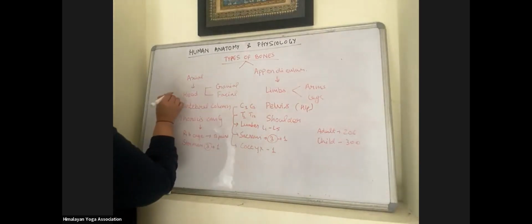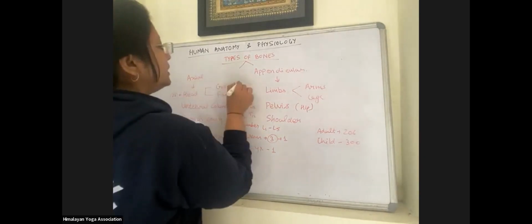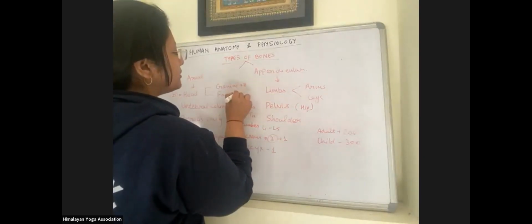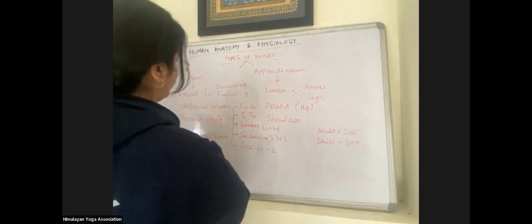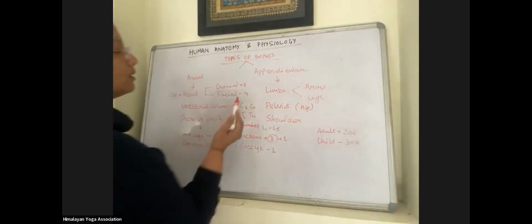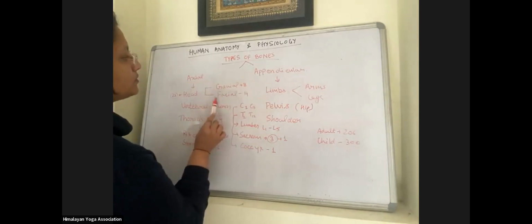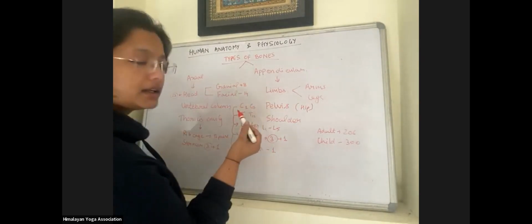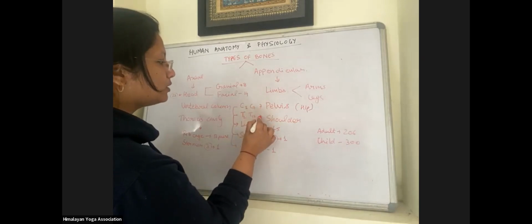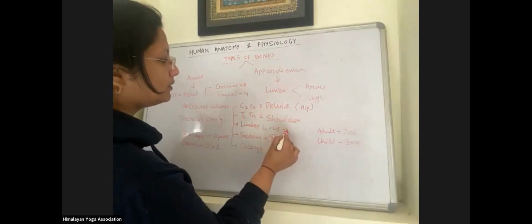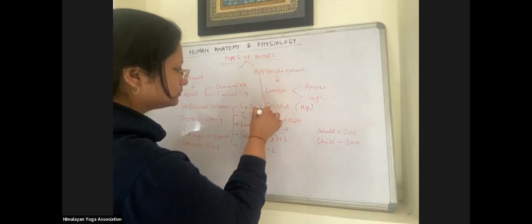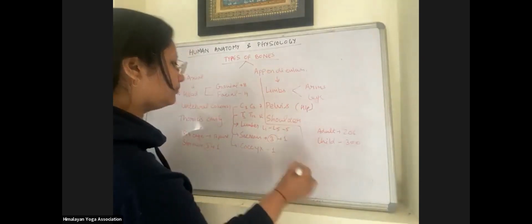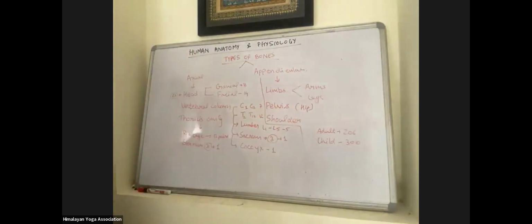In the head we have a total of 22 bones, and how 22? Cranial are 8 and facial are 14. Okay. So now we see cranial 8 bones, facial 14 bones. In the vertebral column, we have C1 to C7, that is 7 bones here, 12 bones here, and 5 here. 1 this and 1 this. Okay.